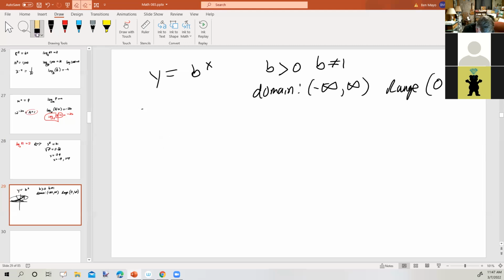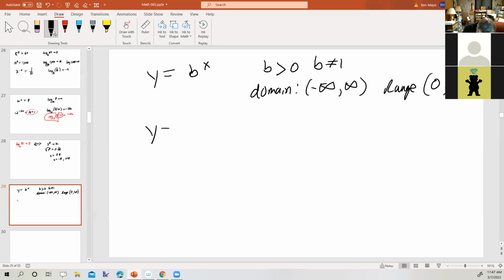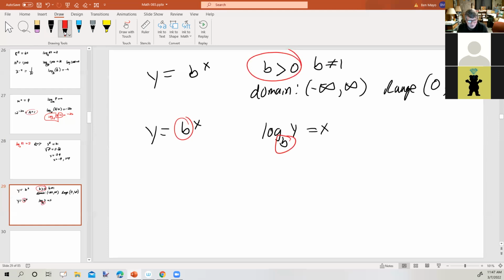So now let's take this and change it into a logarithmic equation. Log base b of y equals x. Well, this b is the same as this b, so it has that restriction on it. That means our base has to be greater than 0 and not equal to 1. Also, this x is equal to that x. So over here, the domain is all real numbers, which means our answer to a log can be any real number. It can be positive or negative or 0.